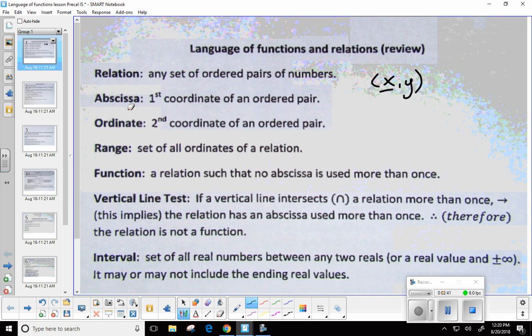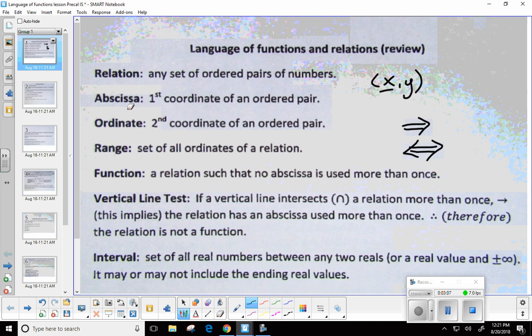A relation more than once, okay, this arrow pointing to the right, what does that mean? This implies. Now sometimes you might see it as a double arrow. Does anybody actually know what it means if the arrow is pointing in both directions? Okay, that means is equivalent to. That shows equivalency.